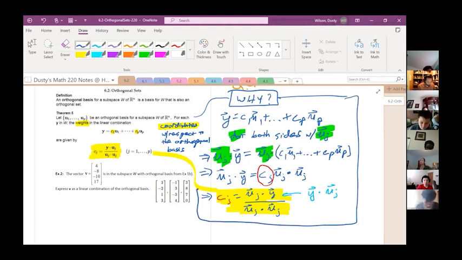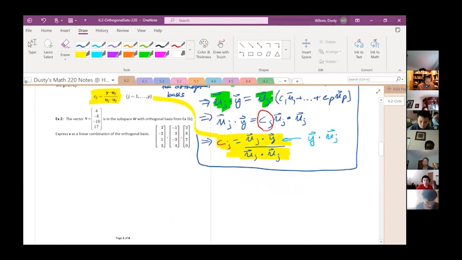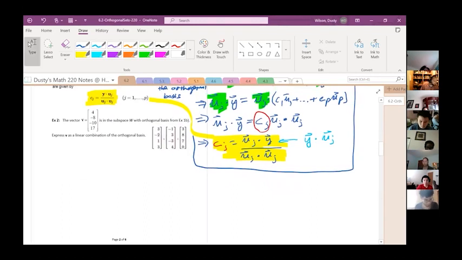Questions? Very good. So let's just crunch through this and see how this works. In example 2, I'm given the vector v = (4, -8, -10, 17). It's in the subspace W with the orthogonal basis we already worked with. I want to express v as a linear combination of the orthogonal basis, so I need to write v as C1 V1 plus C2 V2 plus C3 V3.